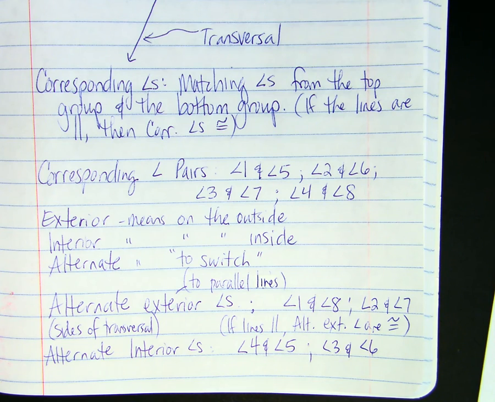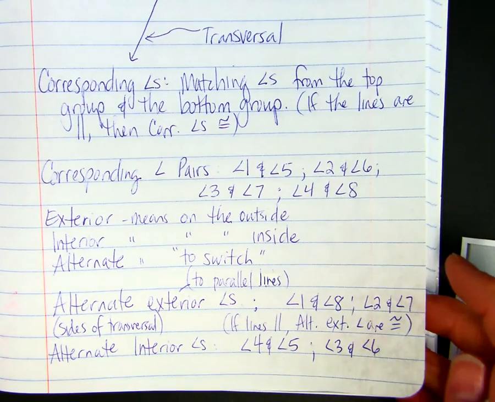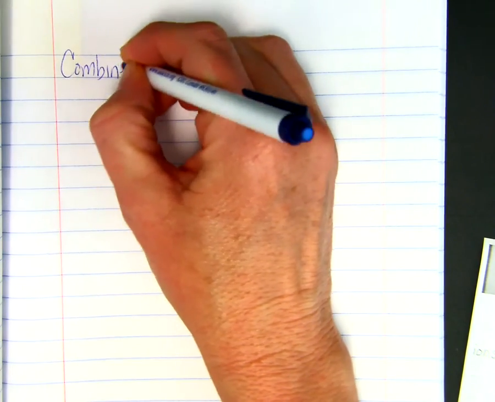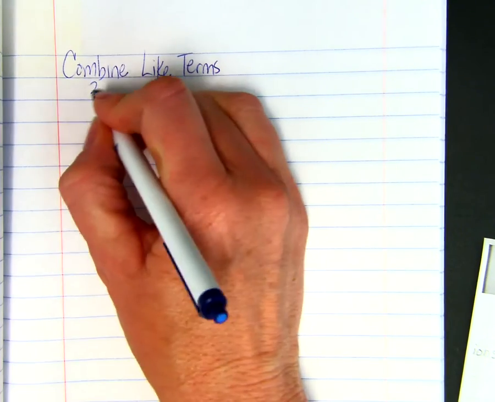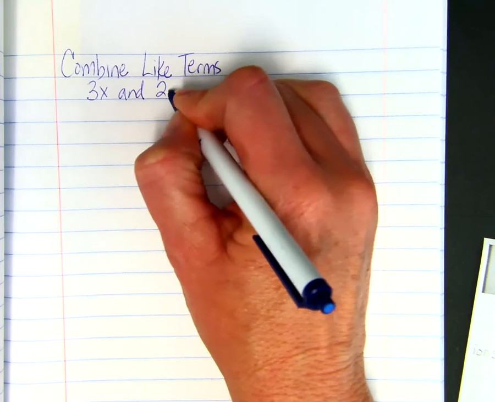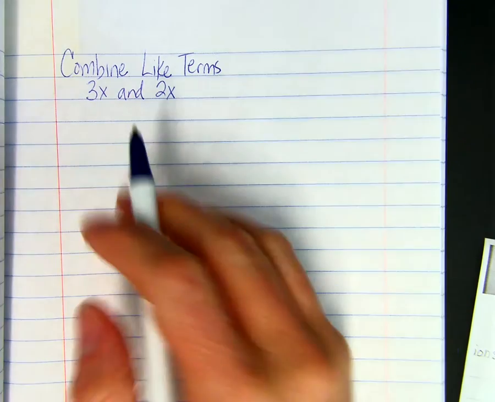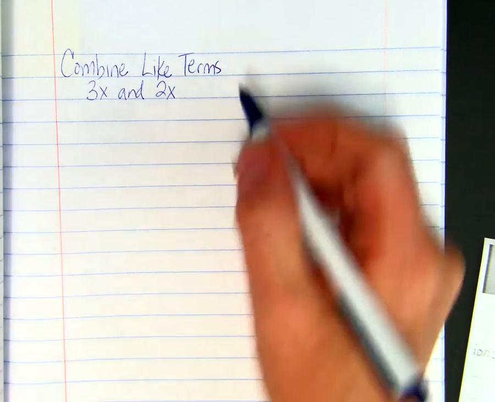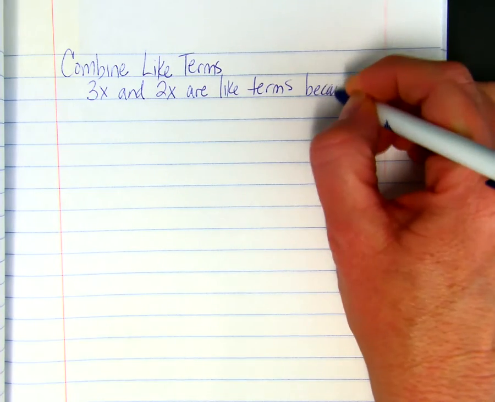Okay, one more thing that we have to go over is simplifying equations. We have to combine like terms. We've talked about this before. In order to be like terms, they have to have the same exact variables with the same exponents. These are like terms because they're both x to the first power, because the variables match.